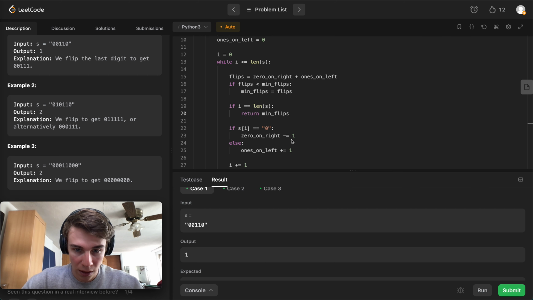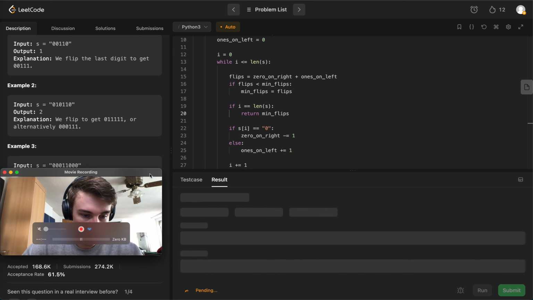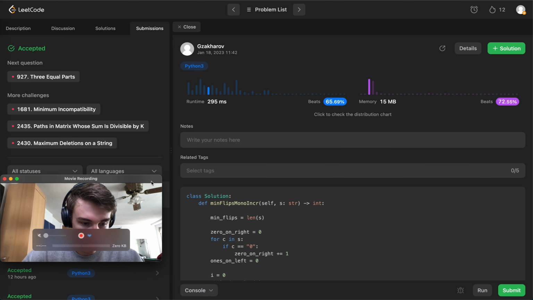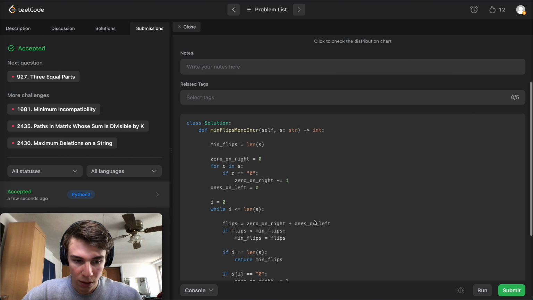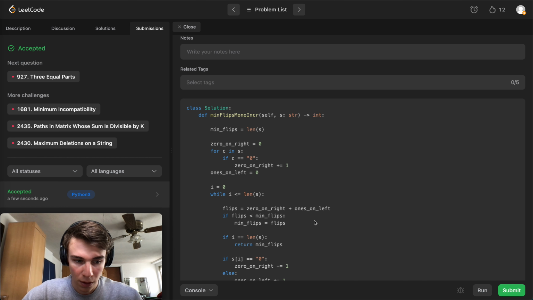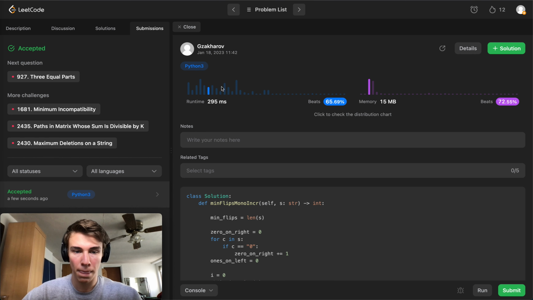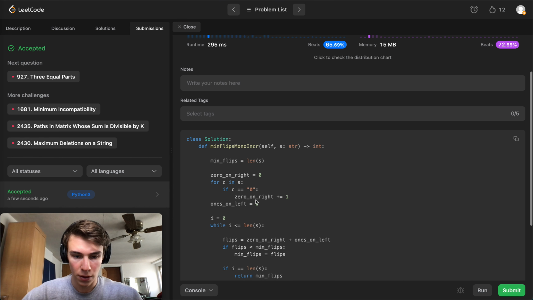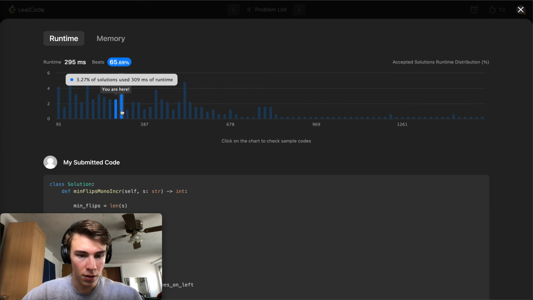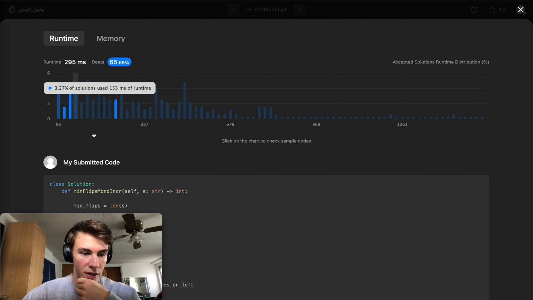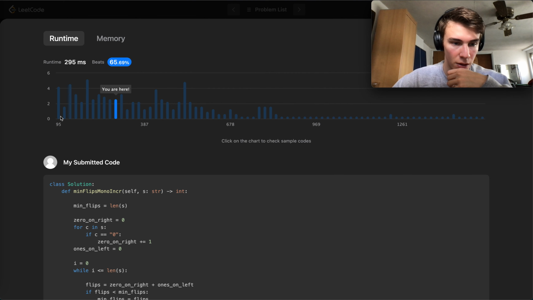Let me see. This should be right. Okay. Sweet. Looks good. However, what doesn't look good is the amount of people that we're beating. Seems like there's faster solutions. Let's look through some of them.